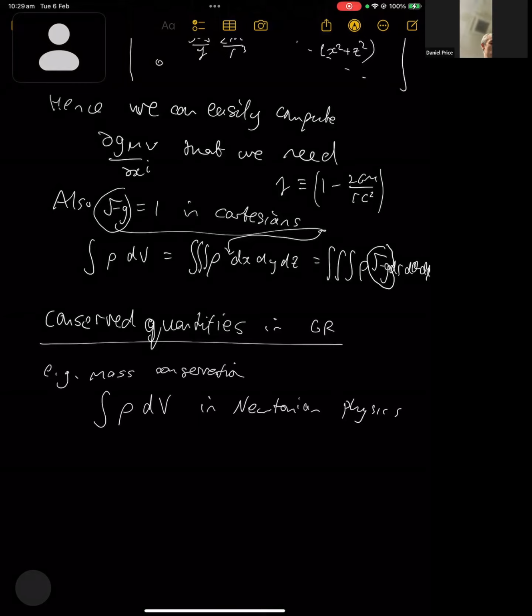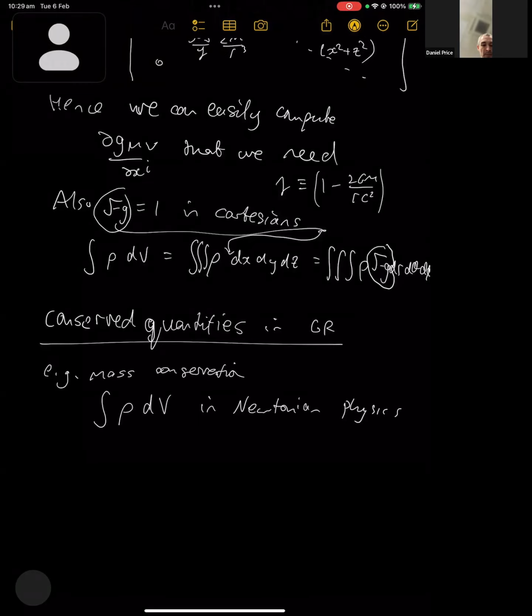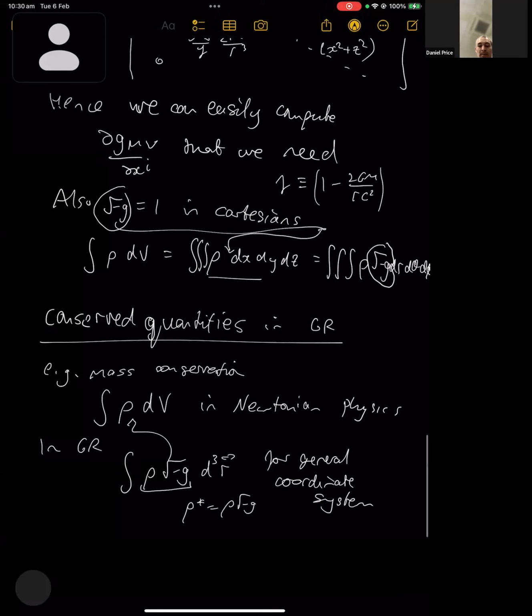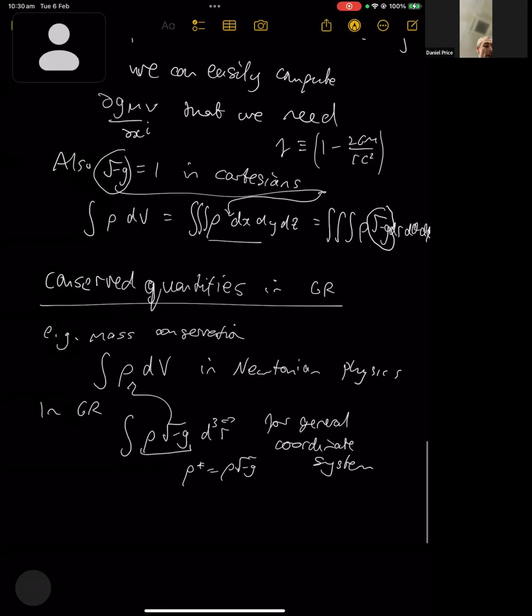So what's different in GR? Well, we have to be able to deal with the general coordinate system thing. So obviously in GR, we're going to need rho times the square root of minus g, d cubed r, for a general coordinate system. That's going to be the conserved integral. So you can already see that, if we define a density variable, say rho star, equal to rho square root of minus g, we could make our integral look the same as it did before. We're just defining a new variable. So that's sort of the idea.